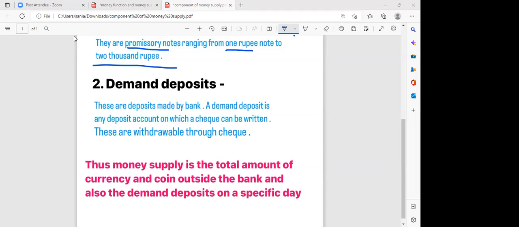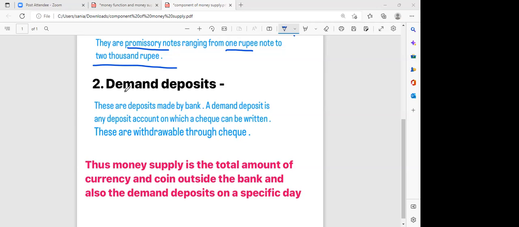Yeah, finished. Okay, tell me. There are deposits made by bank. A demand deposit is a deposit for which a check can be written, and withdrawals can be taken through a check.